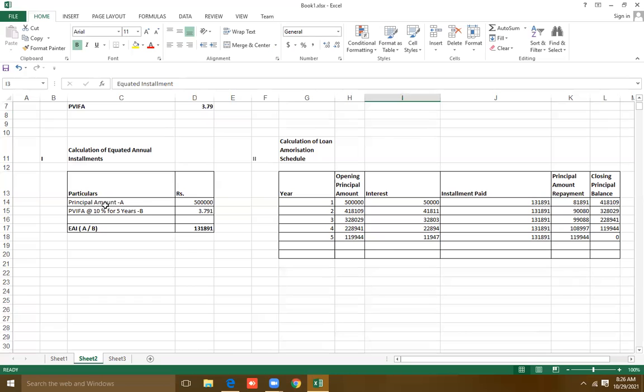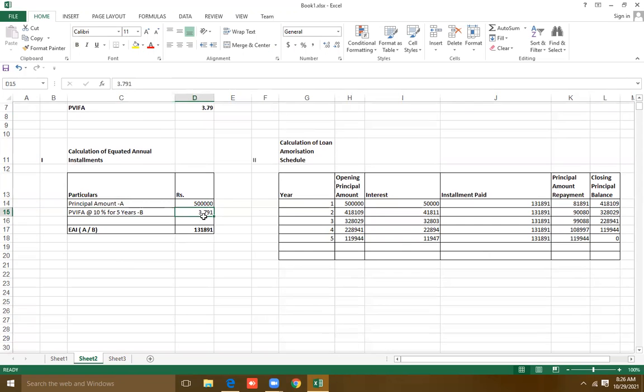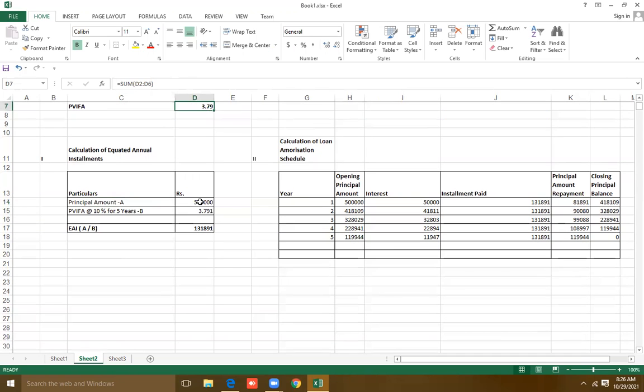See here, I refer to this part. Principal amount is 5 lakh. PVIFA for 10% for 5 years is 3.791. Just now we have calculated. So divide 5 lakh by 3.791. You will get the equated installment, which is 1,31,891. This is the installment which you will pay every year for 5 years.